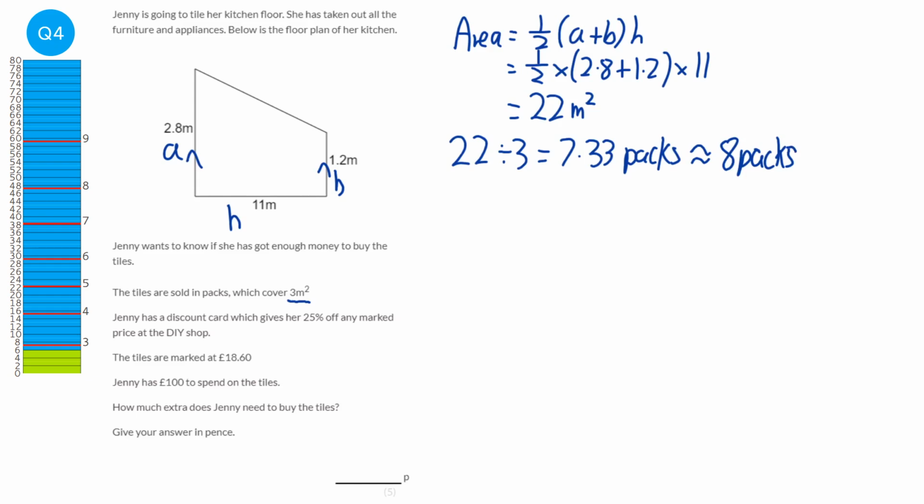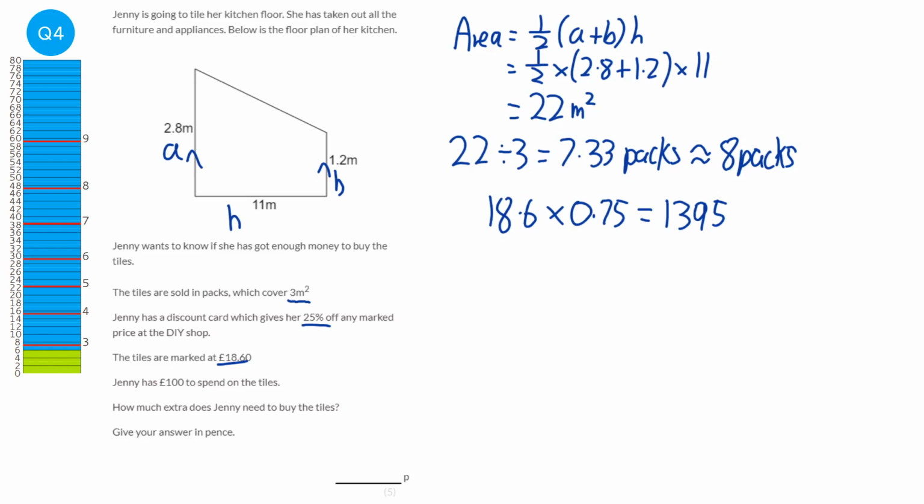Okay, next thing we look at is the fact that Jenny has a 25% discount. So we need to find out what a 25% discount would do to the £18.60 for the pack of tiles. And so what we're going to do is get the £18.60 and times it by 0.75. So we're just going to find 3/4 of it because she has a 25% discount, and that would be 13.95. So the tiles are going to cost £13.95.